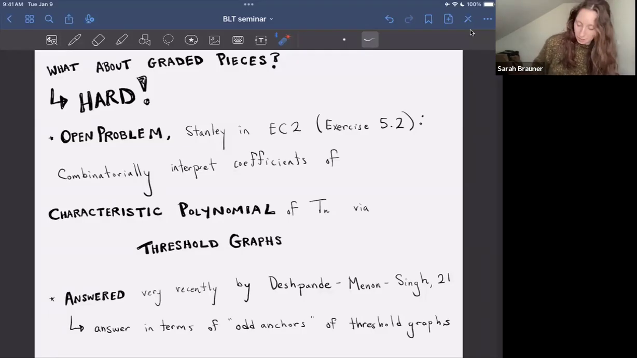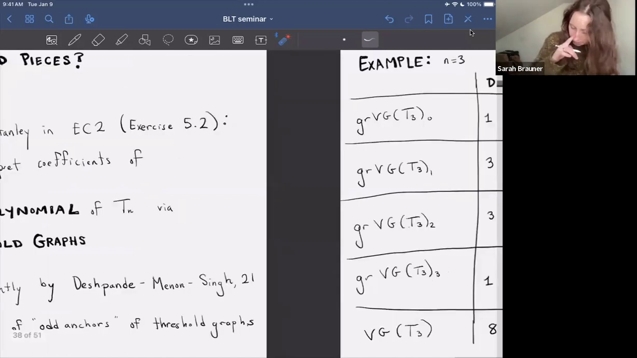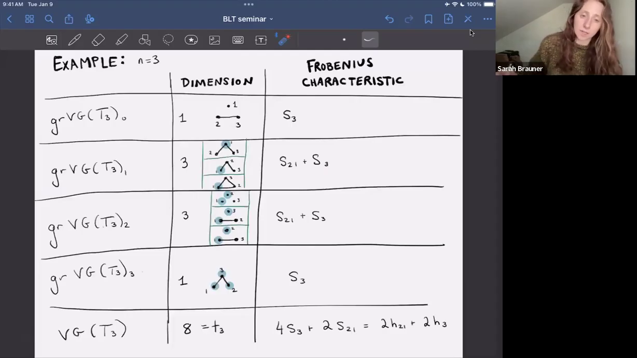So they described the characteristic polynomial coefficients in terms of what are called odd anchors of threshold graphs. So here's an example. I'm not going to go into the exact definitions, but here's an example of the bijection that they give between the dimensions of the graded pieces and these odd anchors. So the odd anchors are in blue. And here's the Frobenius characteristic, which looks pretty simple in this case, but actually when n gets bigger than 3, things get really crazy. And it's actually a lot harder to understand.